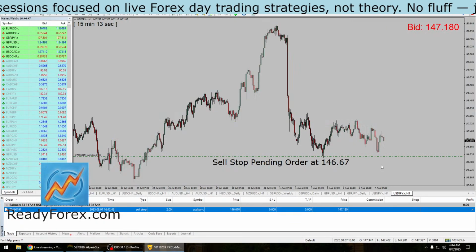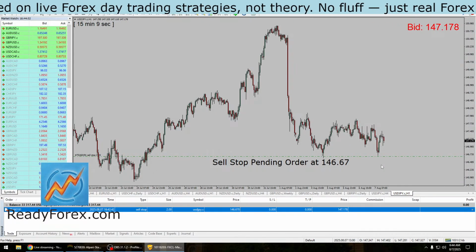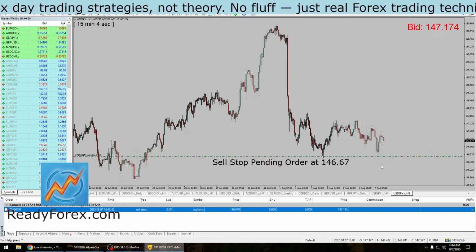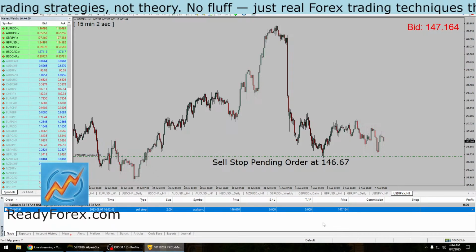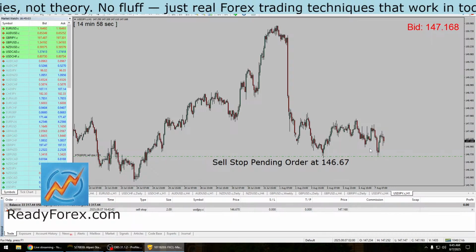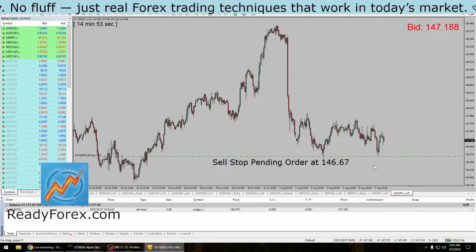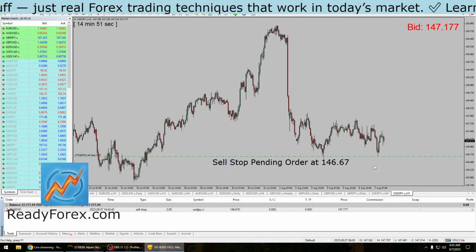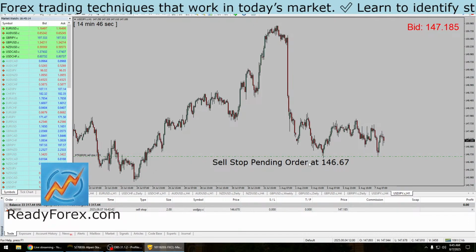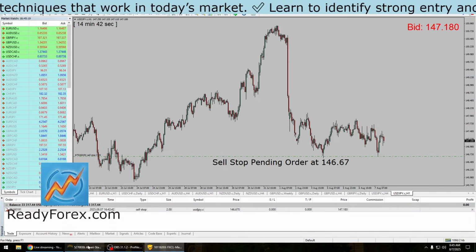So the idea over here is, if price action is going to drop in US dollar versus Japanese yen currency pair, then I've placed my sell stop pending order at 146.67 area, and once market is going to fill it, then I will go into the market with the sell trade. So if price action is going to break higher, then obviously I'm going to delete this sell stop pending order.